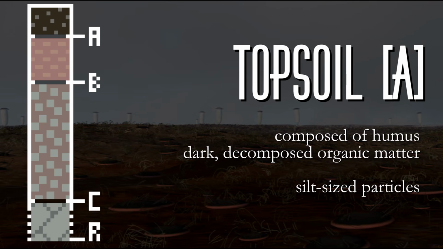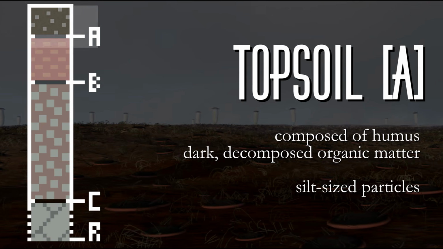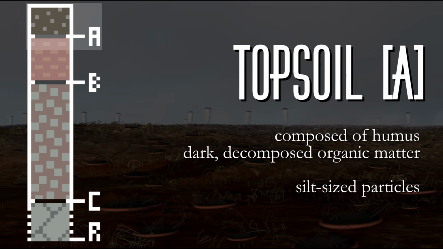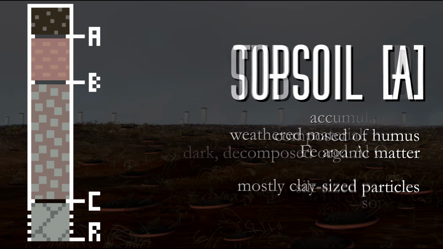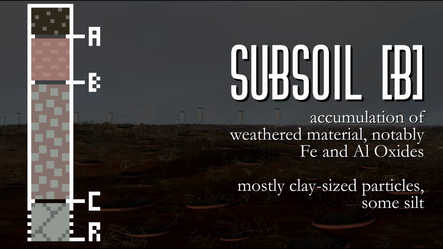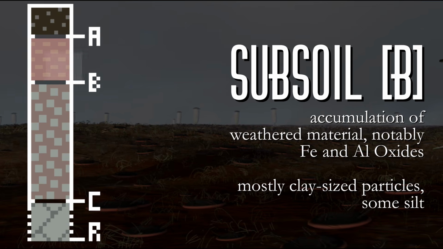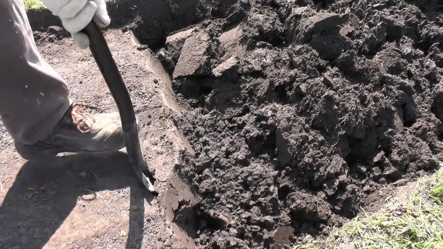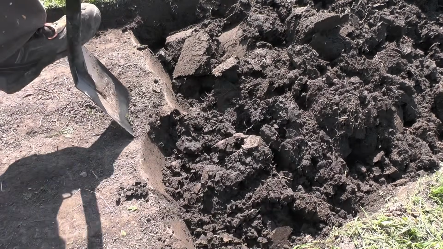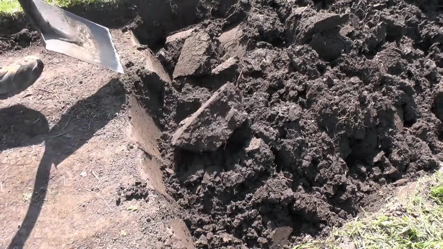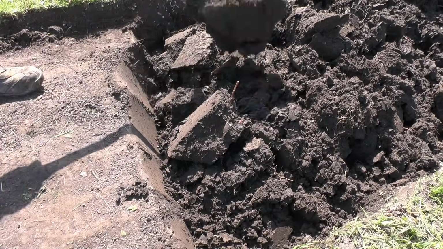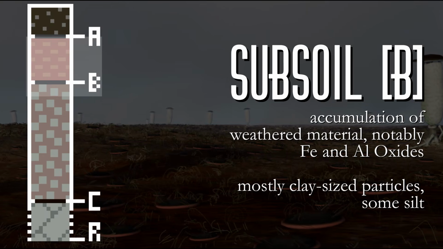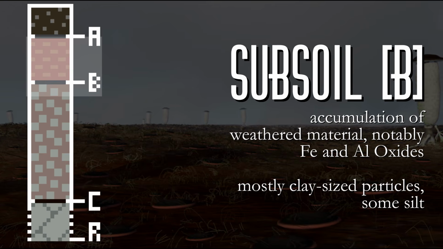The first soil horizon is the topsoil, labeled A. This is composed of mainly silt-sized particles and dark-colored, decomposed organic matter, commonly called humus. Below that, we get the second soil horizon, the subsoil, which we label with the letter B. This layer is where a bunch of weathered material accumulates. This could be in the form of weathered rock and some organic material, which have moved down from the topsoil, but the subsoil mainly accumulates iron oxides and aluminum. Because the subsoil is mainly composed of weathered material, this region is dominated by clay.